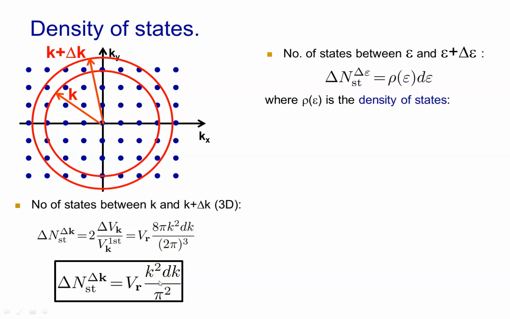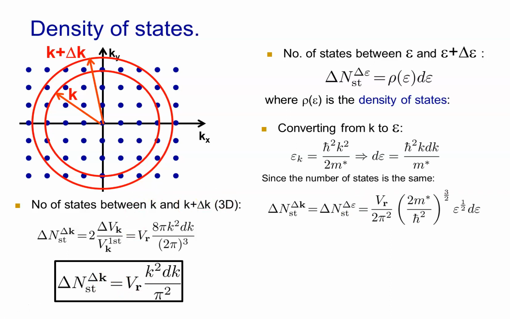Now, how does this translate into energy? Let's see that I want to count not the number of states between k and k plus delta k, but the number of states between a given energy epsilon and epsilon plus delta epsilon. And this is what's usually referred to as the density of states in energy, as a function of energy, right? So let's see how this can be calculated from this expression here.